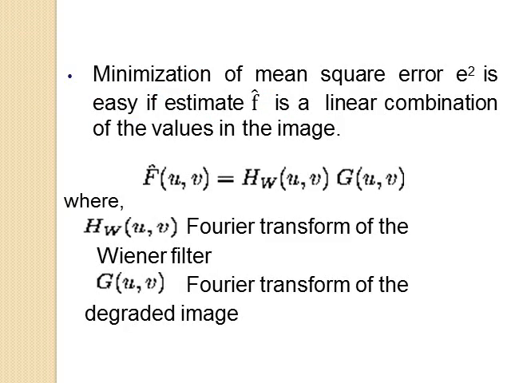Minimization of the mean square error e squared is easy if the estimate f cap is a linear combination of values in the image, and it is given as F cap(u,v) equals Hw(u,v) times G(u,v), where Hw(u,v) is the Fourier transform of the Wiener filter and G(u,v) is the Fourier transform of the degraded image.